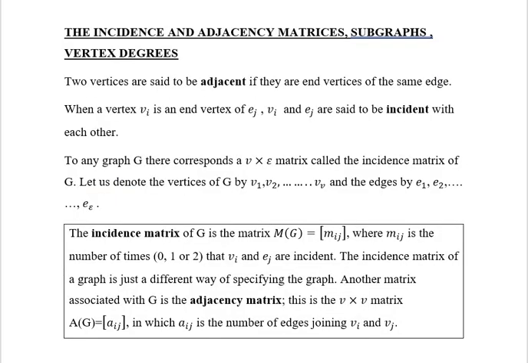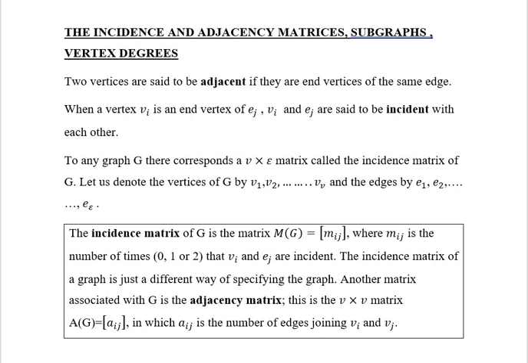Next topics in this module are the incidence and adjacency matrices, subgraphs, and vertex degrees. First, we will see what incidence and adjacency matrices are. Two vertices are said to be adjacent if they are end vertices of the same edge. When a vertex Vi is an end vertex of Ej, Vi and Ej are said to be incident with each other. That's about the concepts relating to adjacency and incidence.